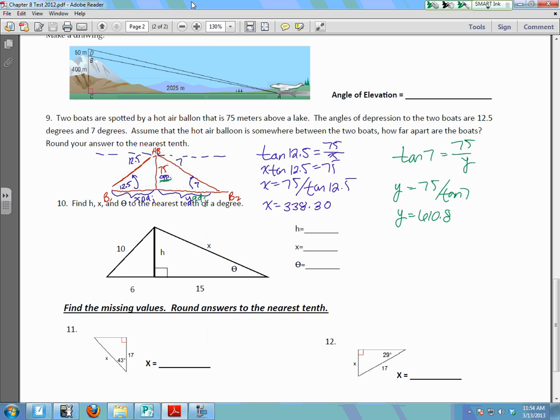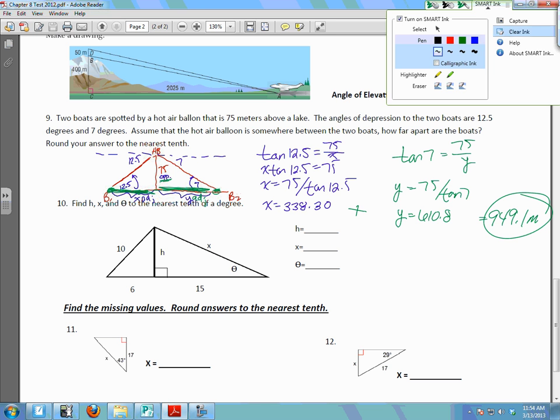Now, the distance between boat 1 and boat 2 is going to be that distance there, which is x, and that distance there, which is y. So I've got to add these two values, and 338 plus 610 is 949.1 meters. That's how far away those two boats are from one another.